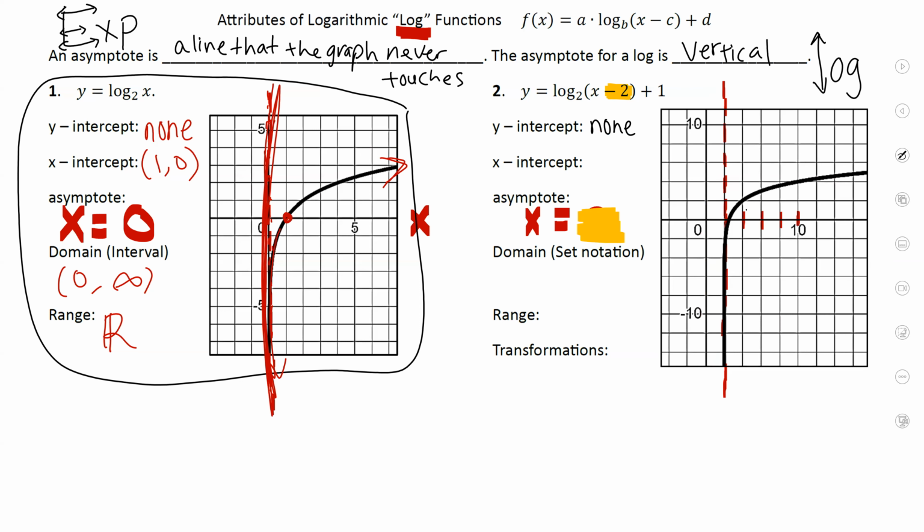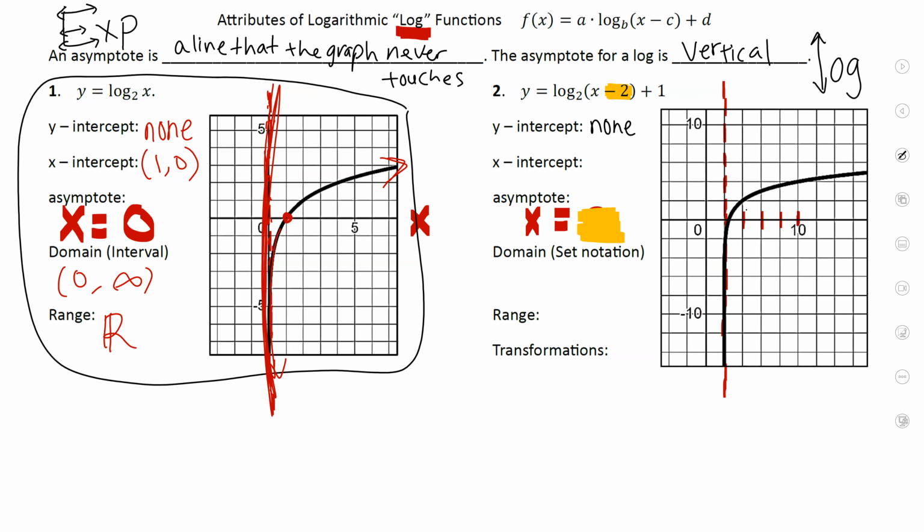Okay? Will this part ever go past this line? No, so it's never going to touch the y-axis. So I'm going to put none. Do you guys see the difference between none and not shown? This is eventually going down. It will eventually cross the x-axis. But this, we can't go past this line because this is the asymptote. So we'll never touch the y-axis. So y-intercept is none.